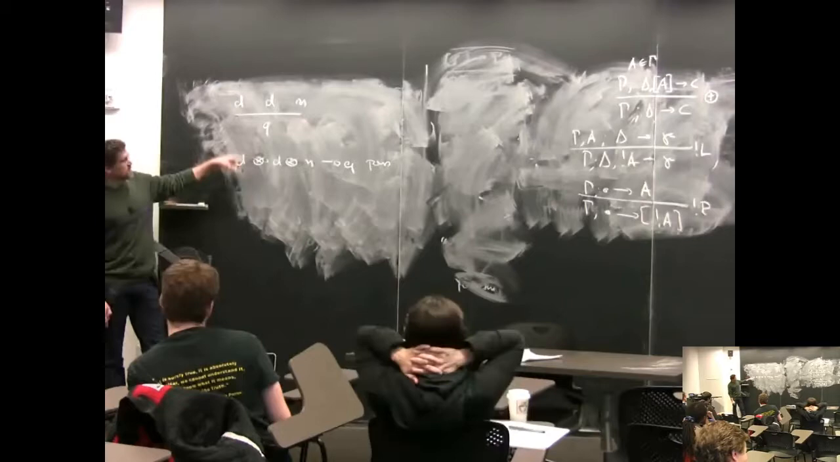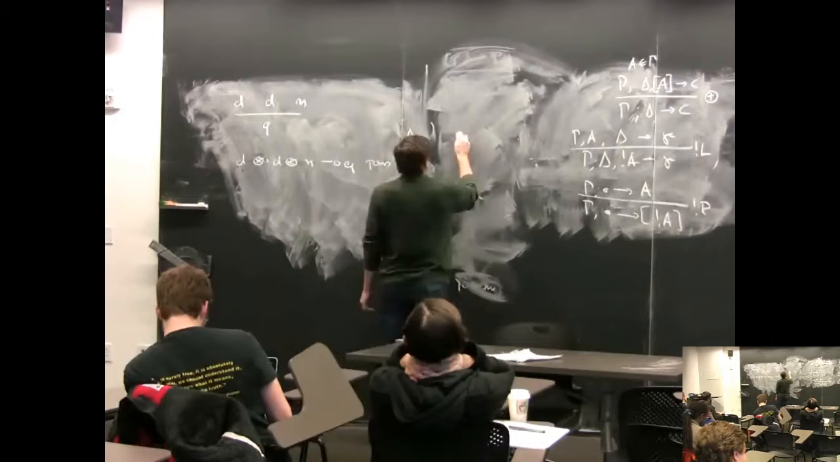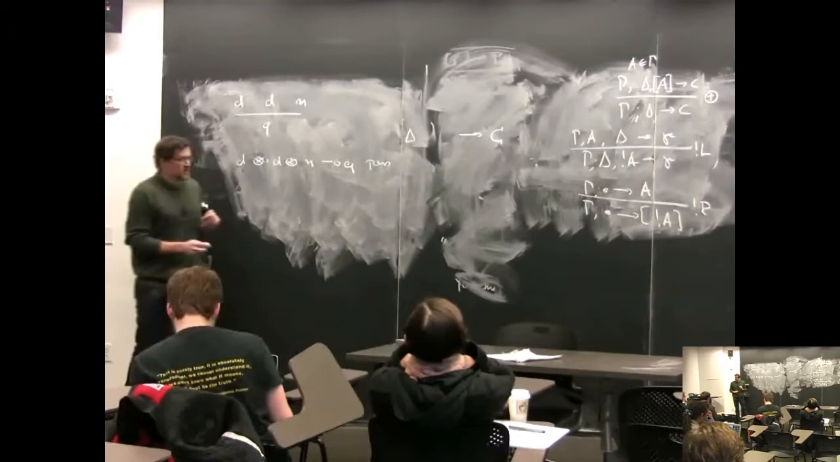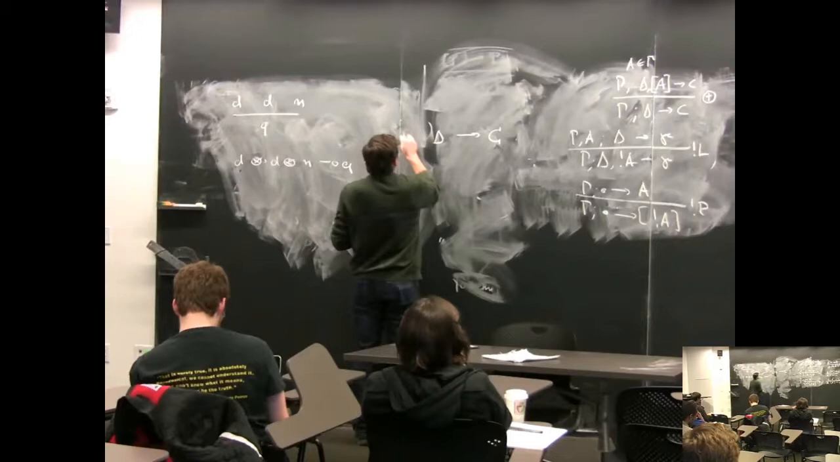Let's assume we have a persistent formula and we're trying to prove from delta some conclusion C. So that's the thing we're trying to do. And we have this assumption, so we want to focus on that. So I should write it like this. We have gamma, and this formula here is in gamma. So this is one of the things we can focus on.